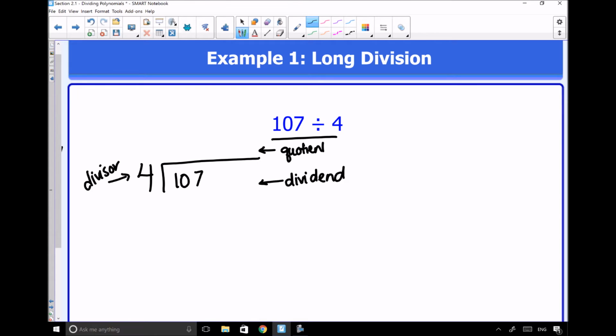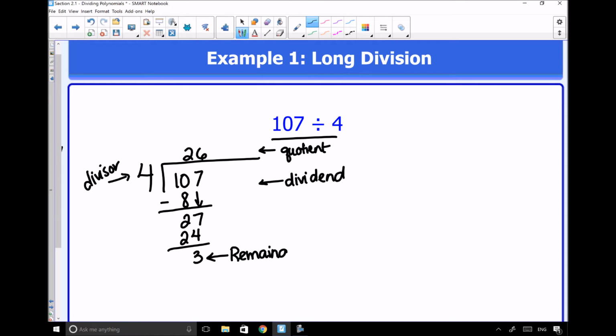Okay, so how many times does 4 go into 1? It doesn't. How many times does 4 go into 10? It goes in 2 times. And then we do 2 times 4, which is 8. We subtract 8 from 10, so we end up getting 2. We bring down the 7. We figure out how many times 4 goes into 27. Well, 4 goes into 27 6 times, so 6 times 4 is 24. Subtract it, we get 3. This 3 right here is called our remainder.